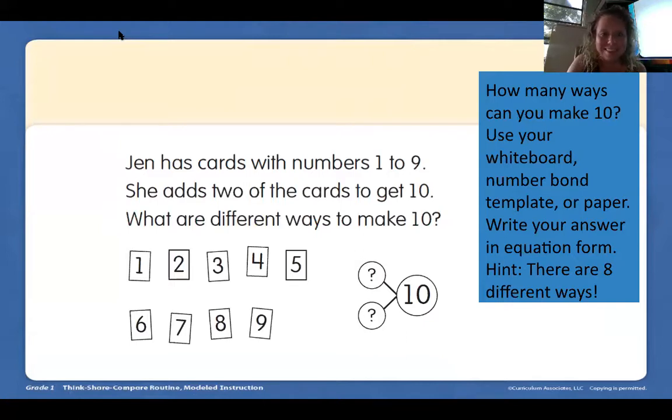So we're using these cards on here to make 10. Only these cards. So notice I'm going to give you a hint. There's no 0, there's no 10, and there's only 1 5. See if you can find some of the ways. Push pause now, and when you're ready, you can push play.